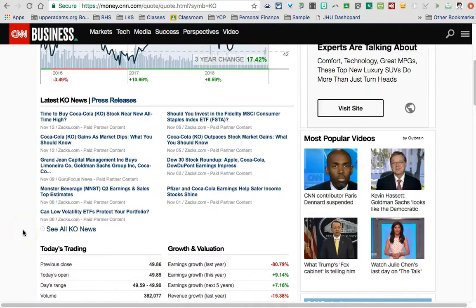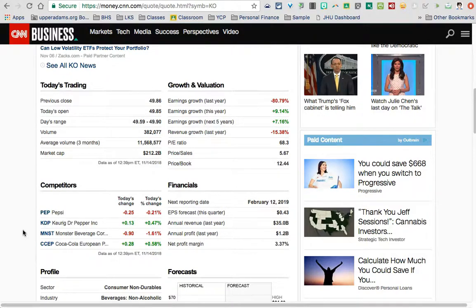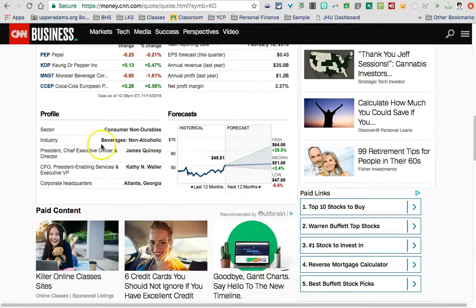From here, if we scroll down for Coca-Cola, you can see what today's trading summary is, what their growth and valuation summary is, who their top competitors are, what their financials look like, and what their profile is. So they're in the beverages, non-alcoholic industry. You see who their top officers are and where their corporate headquarters is.